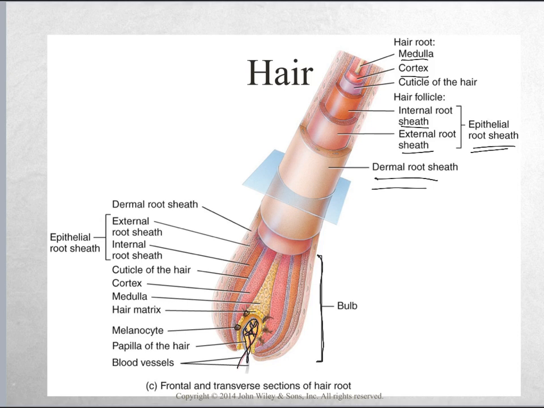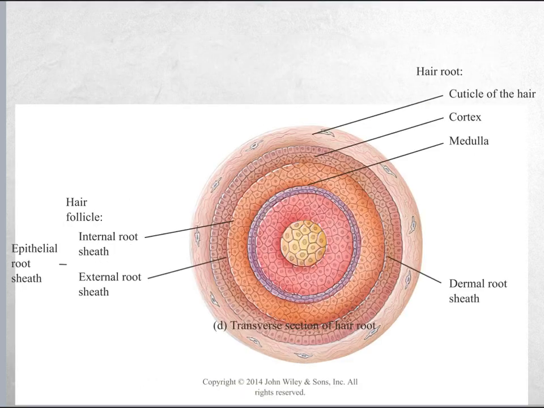Melanocyte here for pigmentation. Hair matrix, followed by again the medulla innermost, cortex outermost. So this is the transverse section of a hair root.